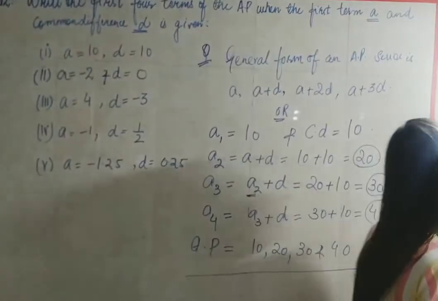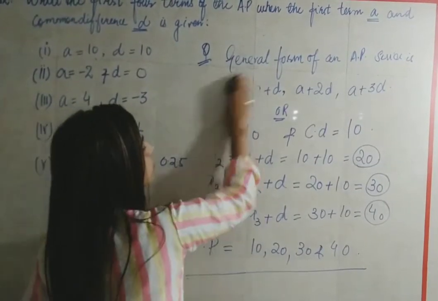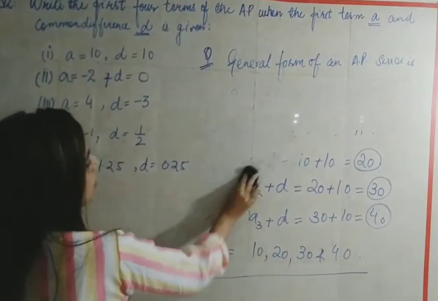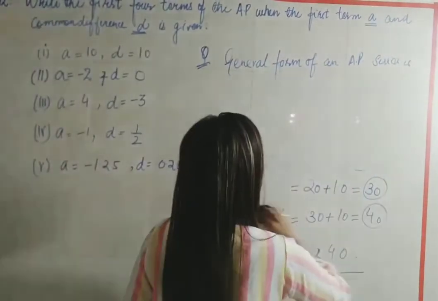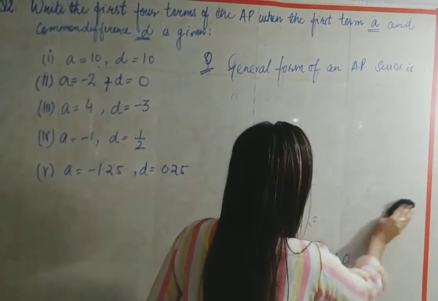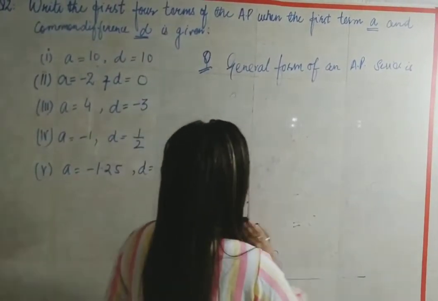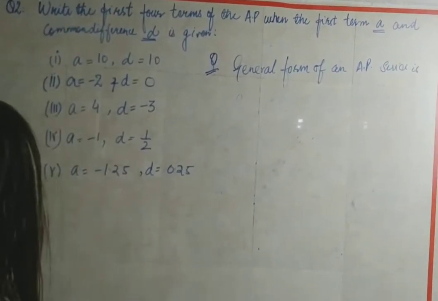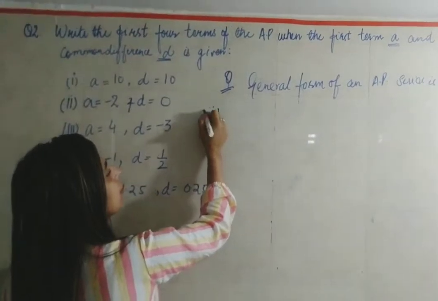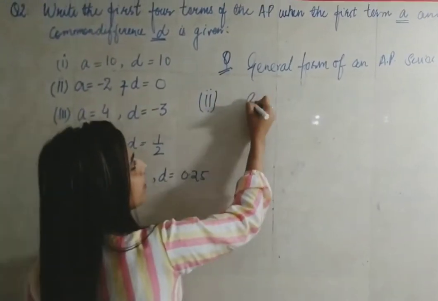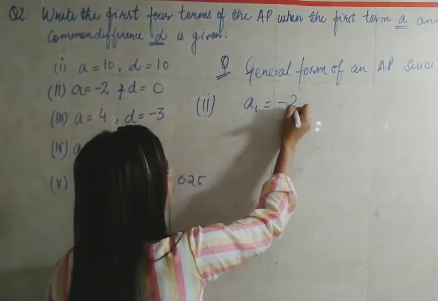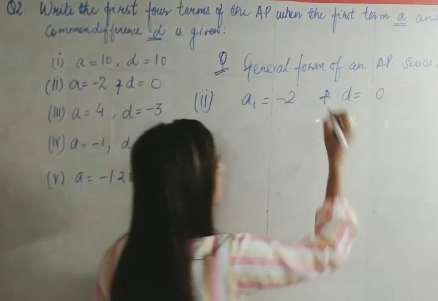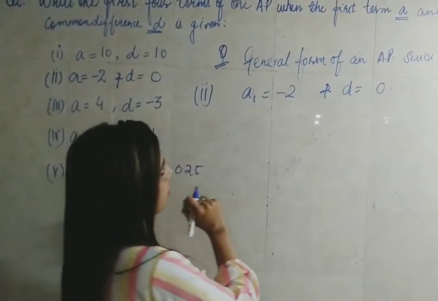Now let's solve part 2. In the second part, you are given A equal to minus 2 and the common difference D equal to 0. So in a similar way, we will find all the 4 terms in the second part. So here, guys, you are given A1, which is equal to minus 2, and D is equal to 0. It is a very easy part, in fact.